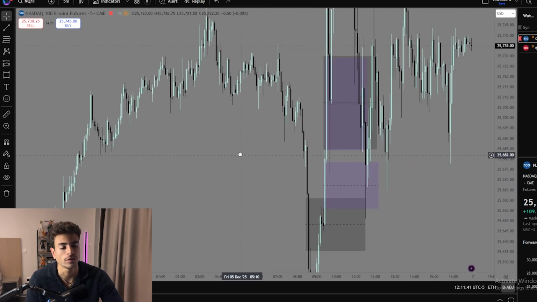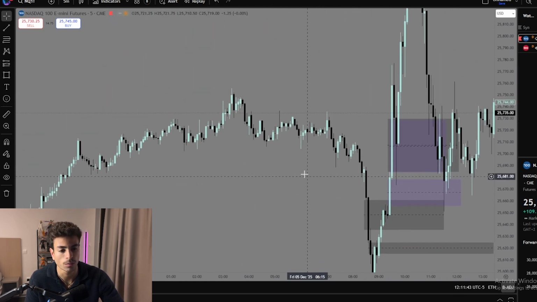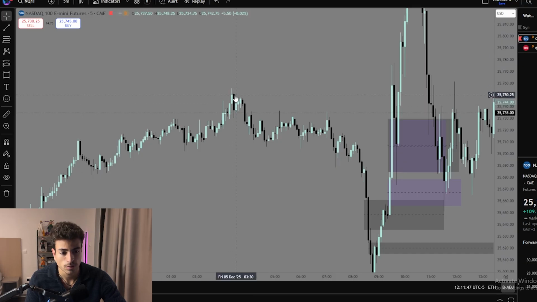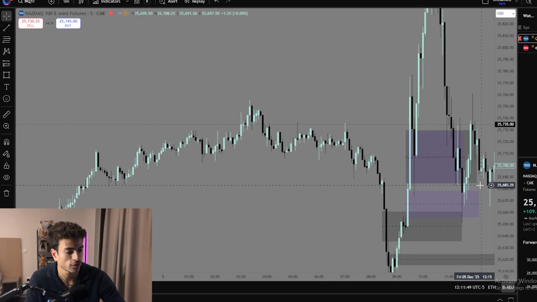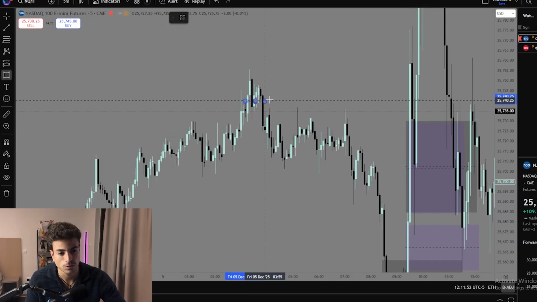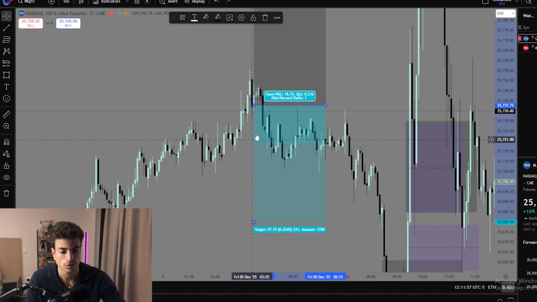Same here. This is, oh wow, this is such a nice example. Okay, wow, perfect. What happens? Liquidity sweep. Inverse fair value gap. So this fair value gap got inversed. This would be an amazing trade to take. Boom, right here. You take shorts, you're printing.